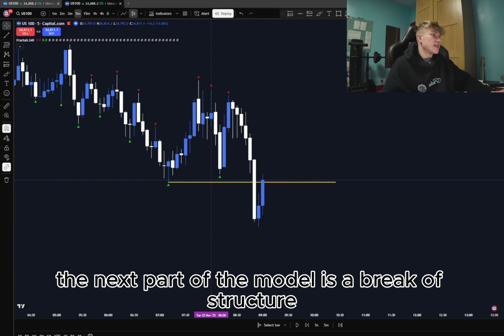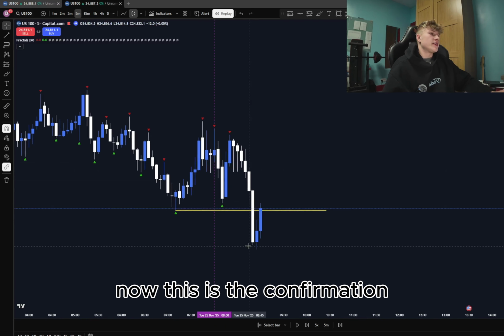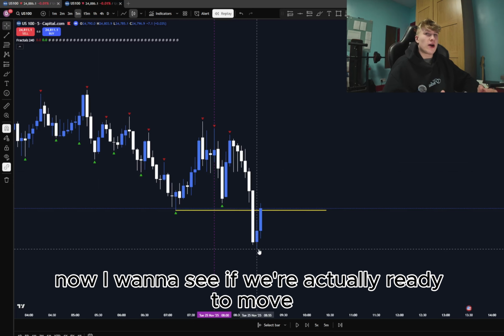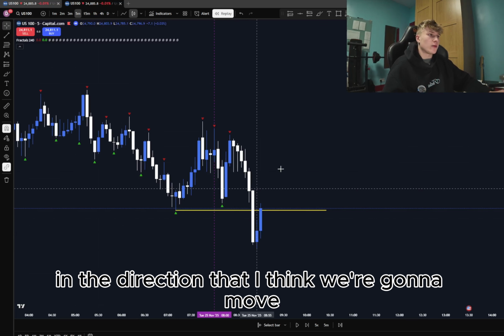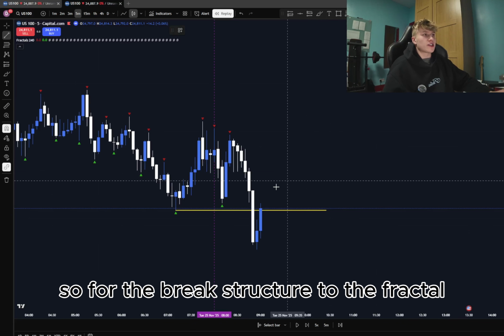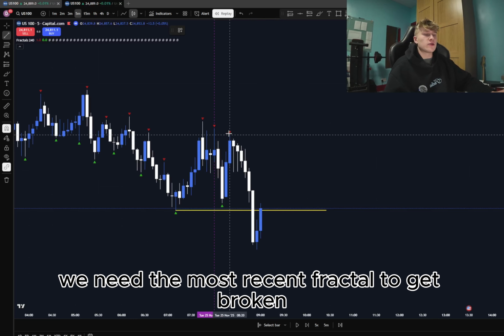The next part of the model is a break of structure to a fractal for the 5-minute. Now, this is the confirmation. We've had the sweep, we've had the fake out. Now I want to see if we're actually ready to move in the direction that I think we're going to move, which is obviously to the upside because we're bullish. For the break of structure to the fractal, we need exactly the same as the 4-hour. We need the most recent fractal to get broken.